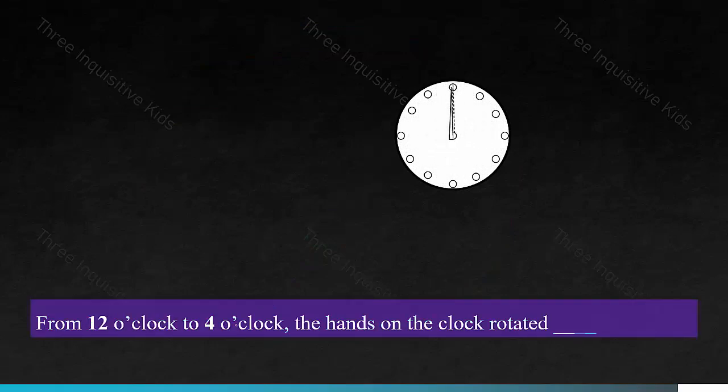From 12 o'clock to 4 o'clock, the hands on the clock rotated blank degrees, while it rotated 120 degrees. If this is 12 o'clock, 1, 2, 3, 4, and this is 4 o'clock, we're trying to find what is the angle here. And this looks like it's 1/3 of the entire circle. And the entire circle is 360 degrees. That times 1/3 equals 120.